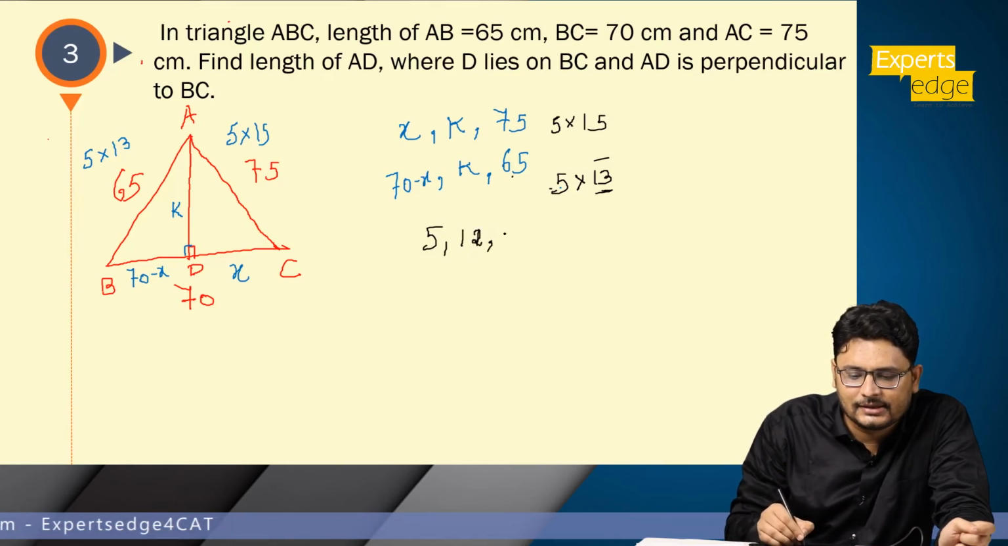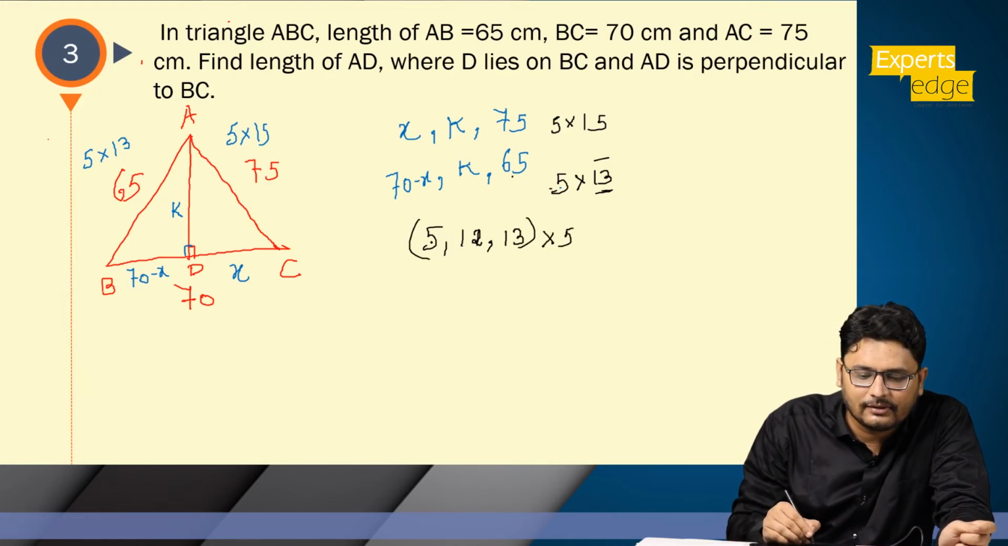So basically इसने क्या किया है? 5, 12, 13 का ट्रिपलेट को into 5 किया है. So क्या साइड्स आएगा? 5, ये 25 हो जाएगा और ये 60 हो जाएगा. Now there is one number in common between both of them, right? This will be 25, this will be 60 and this is 65.